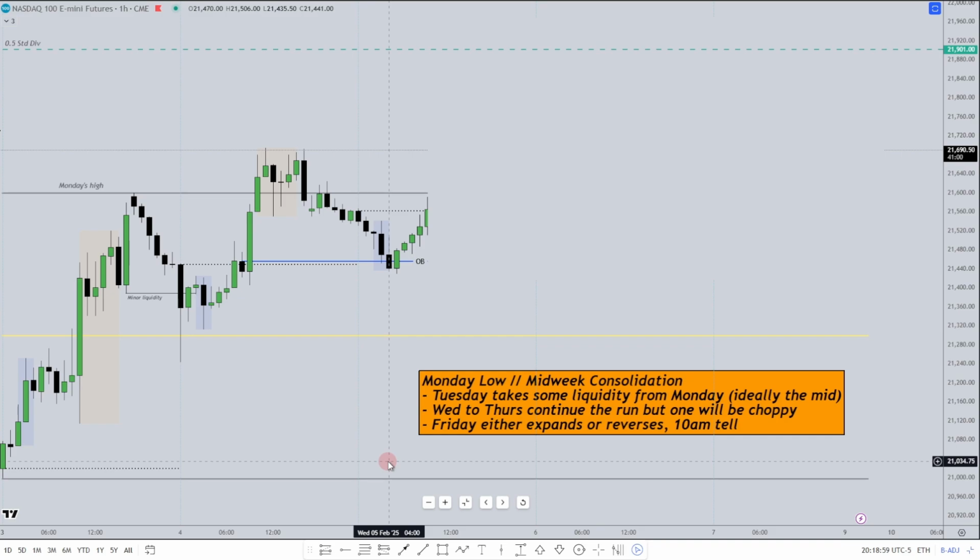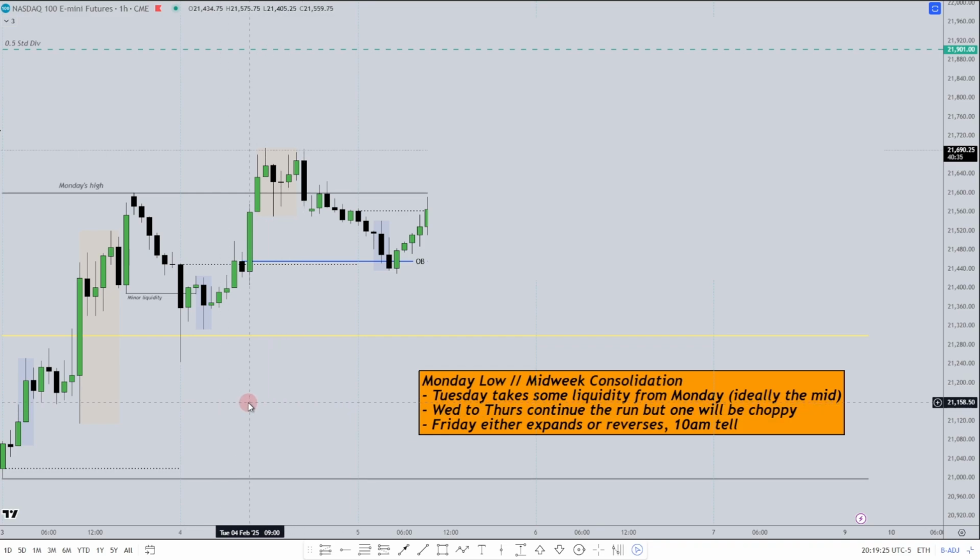Now we're still trying to determine what type of profile this is. We have Monday making a low, but we also can see up at the top that Tuesday has made a high. How do we tell the difference between a Tuesday high of the week and a Monday low of the week? Well, we want to see a few things happen on Tuesday and then going into London on Wednesday.